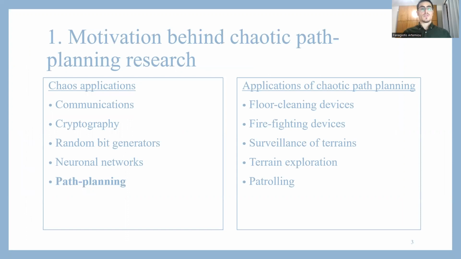I'm sure that many of you are familiar with chaos applications. One of them is path planning. Path planning itself has many applications as well. Floor cleaning devices, firefighting devices are some of them, but some more relevant are surveillance of terrains, terrain exploration, and patrolling. The objective here is to generate unpredictable motion trajectories for the agent.